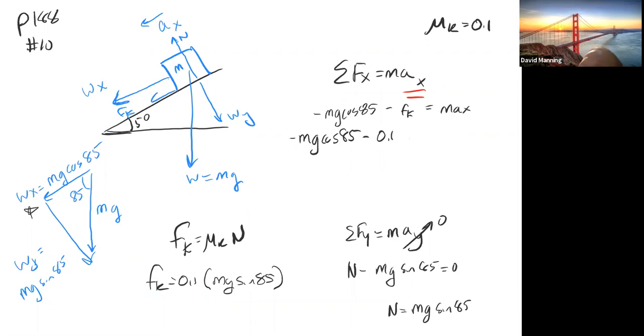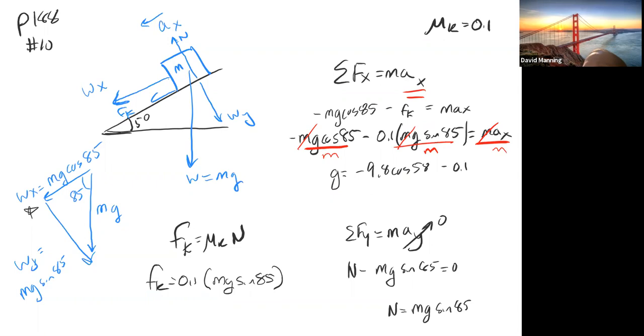I don't like how I put those brackets. Equals max. Well, what happens to the m's? They cancel right out. We divide each one by m, they all cancel out. So that gives us an equation for ax. Ax equals negative g cosine, well, g is 9.8. Let's put that in there. Negative 9.8 cosine 85 minus 0.1 times 9.8 sine of 85.